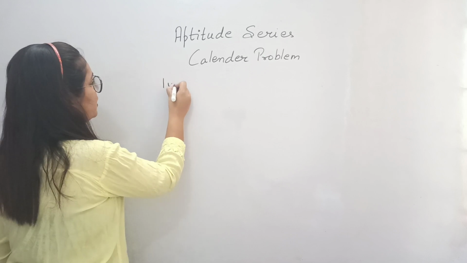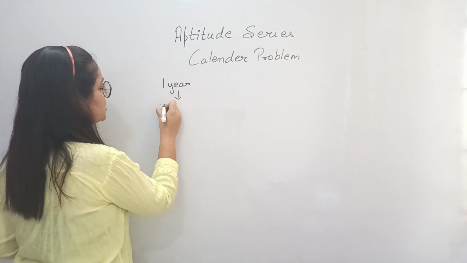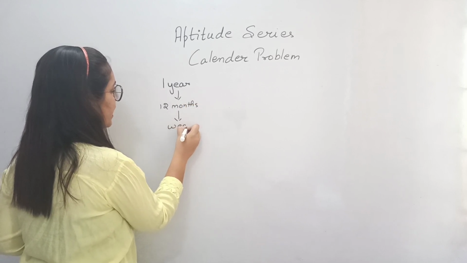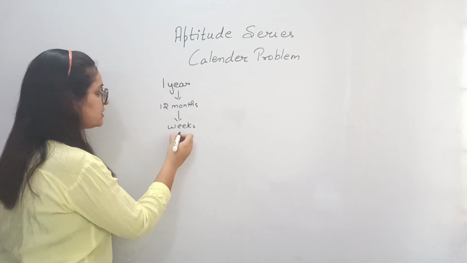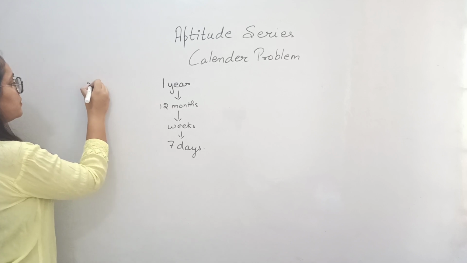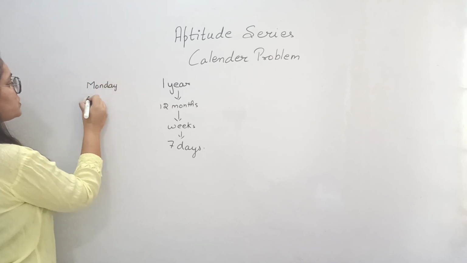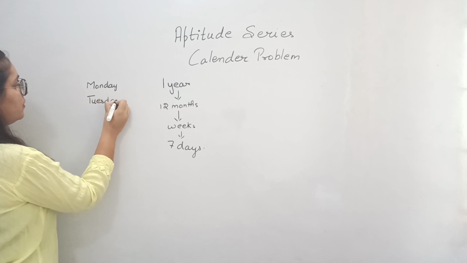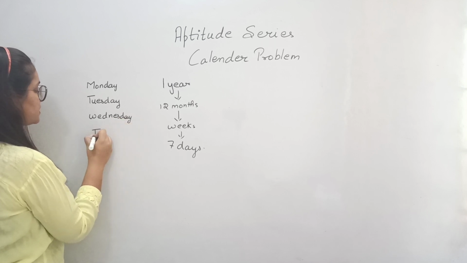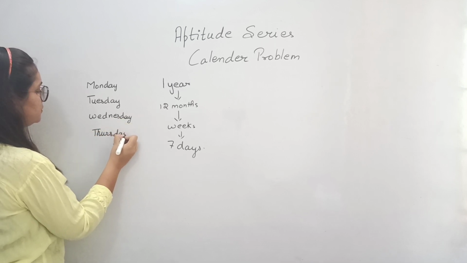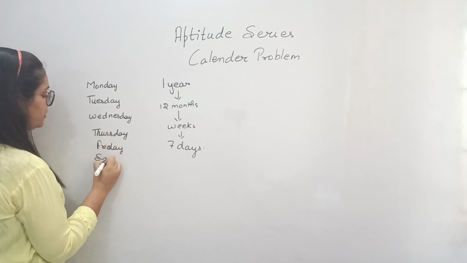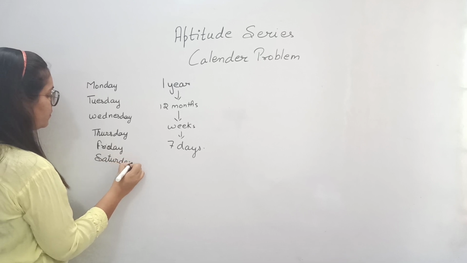We know in 1 year there are 12 months, and these months are divided into weeks, and each week has 7 days. What are the 7 days? Monday, Tuesday, Wednesday, Thursday, Friday, Saturday and Sunday.